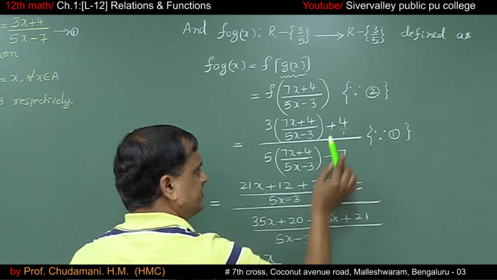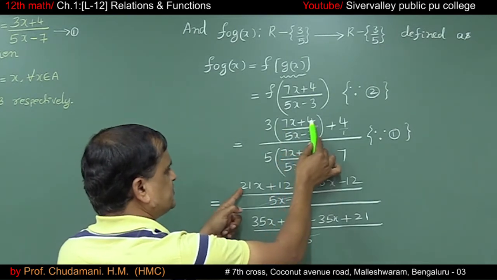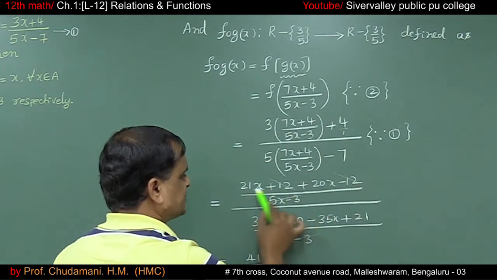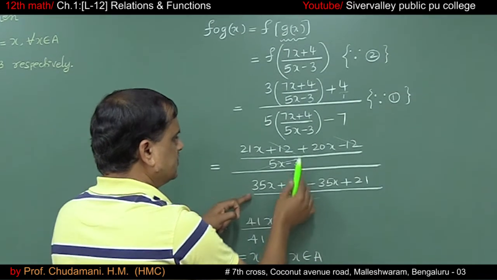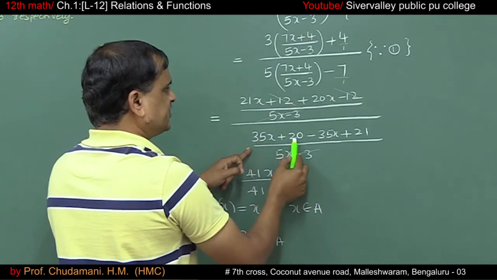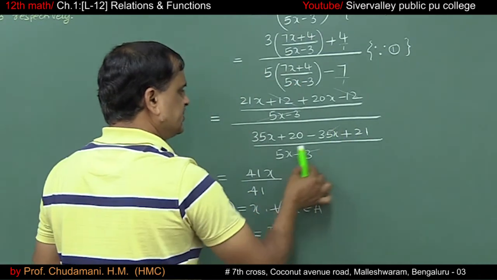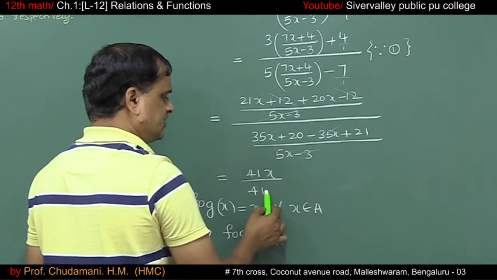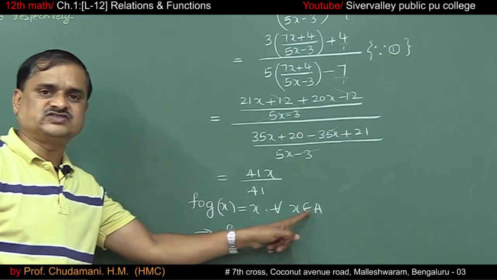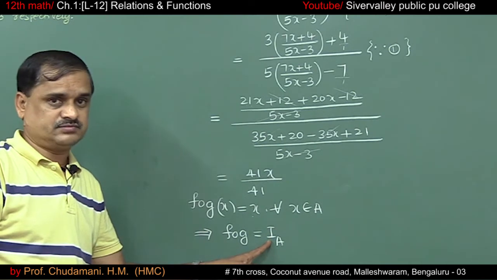Here you simplify, take the LCM as 5x minus 3. 7 into 3, 21x plus 12, 5 into 4, 20 minus 12, plus 12 minus 12 gets cancelled, again 41x. In the denominator, LCM is 5x minus 3, 7 into 5, 35x plus 20, 7 into 5, minus 35x plus 21. So minus 35 and plus 35 get cancelled, 41. 41 gets cancelled, x. f∘g of x is equal to x for all x belongs to set A. Therefore, f∘g is an identity function on the set A.